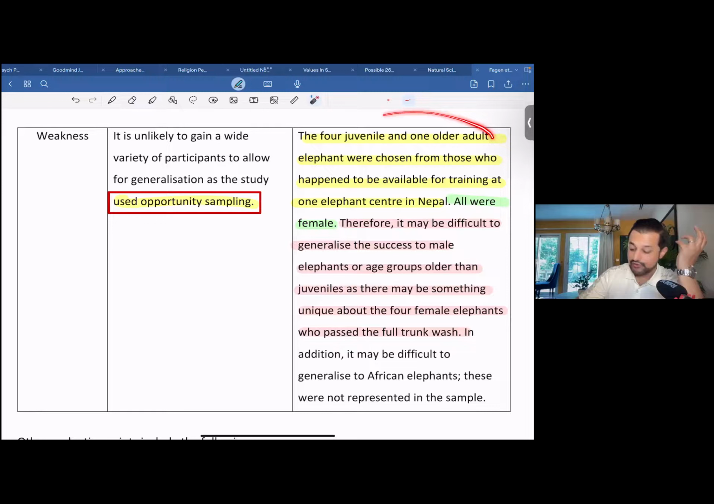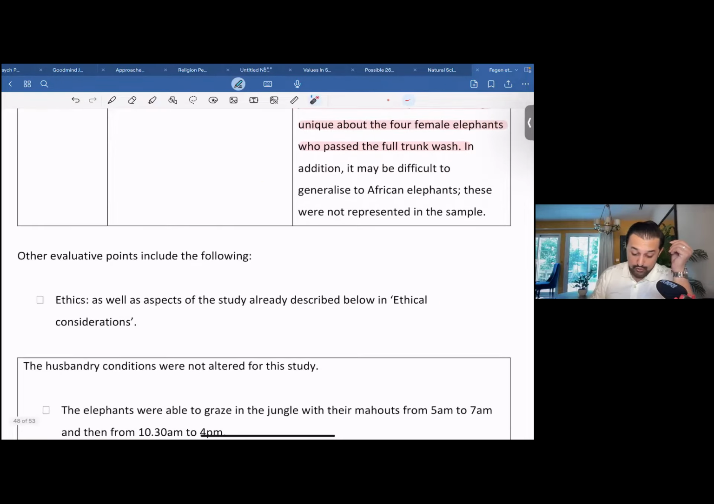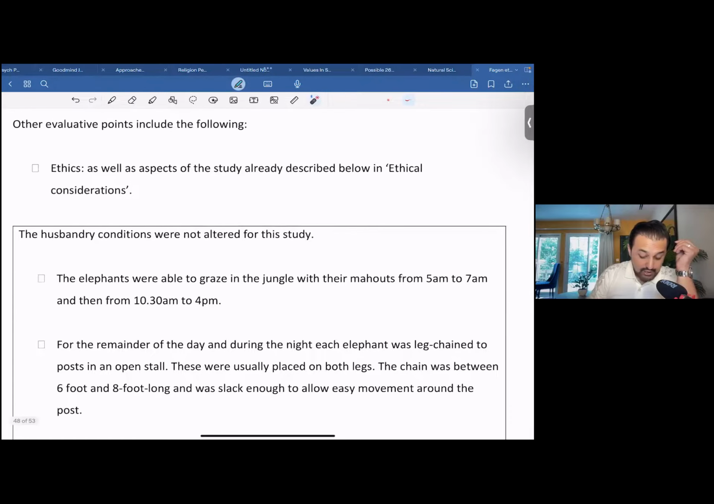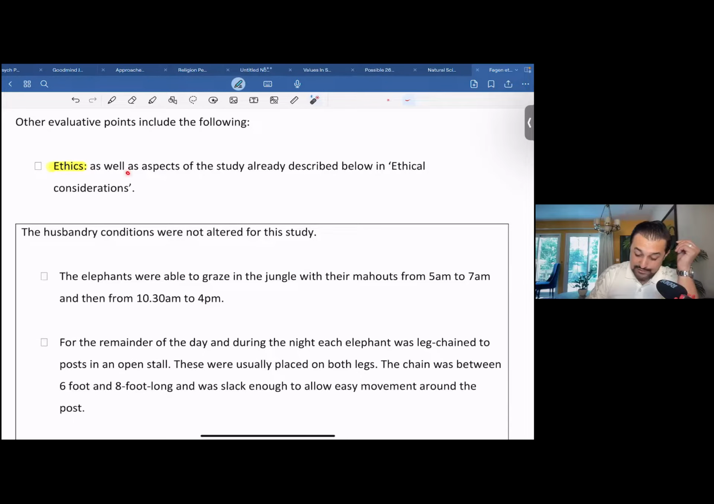So I just generally tried explaining how you could put the strengths and weaknesses or the evaluative points to use when you end up getting a 10-mark question. However, there have been certain other evaluative points as well: ethics, as well as aspects of the study already described below in the ethical considerations that we've discussed earlier. There's just another video that I've put on this.